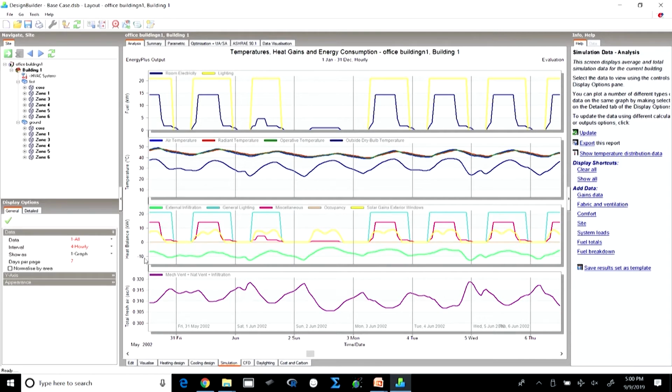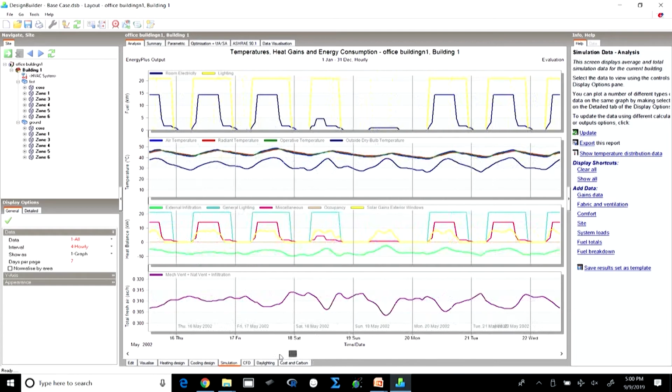Rather, there is no load. In fact, infiltration is helping the building to lose the heat. We also have miscellaneous loads. This miscellaneous is coming because of the computers that we had added, the office equipment that we had added. So, this is the summary of different heat loads.